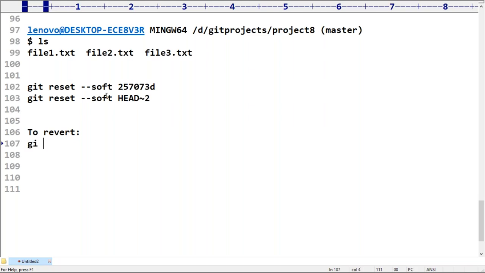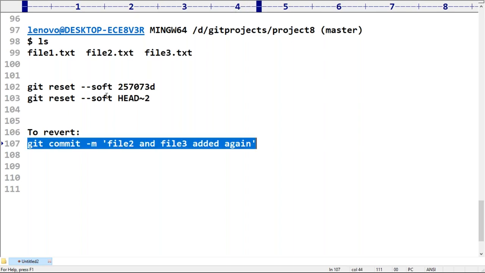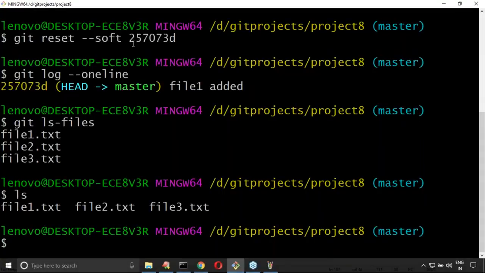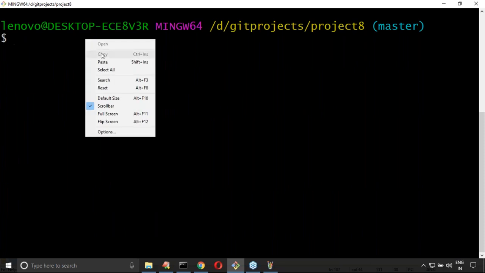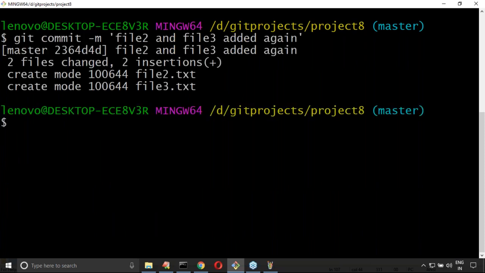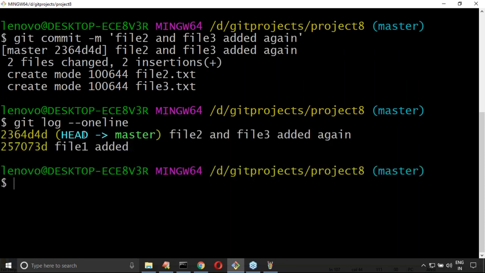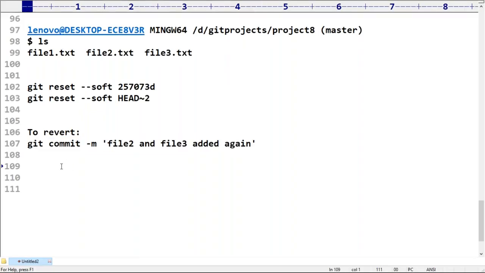To revert, sir, simple. Git commit hyphen m, file 2 and file 3 added again. Because from the staging area you can't add a particular file, remember this one. Now observe git log hyphen one line. Both the files will be added as part of this commit. So there is a way to revert, no problem at all.